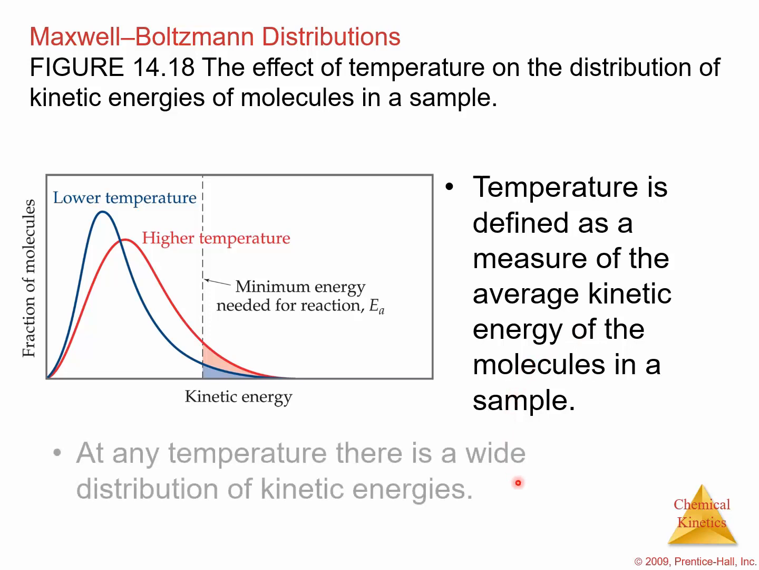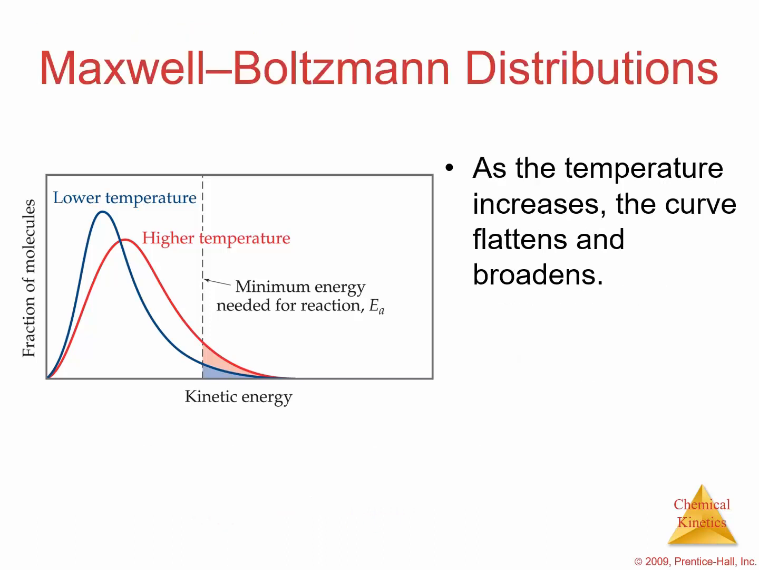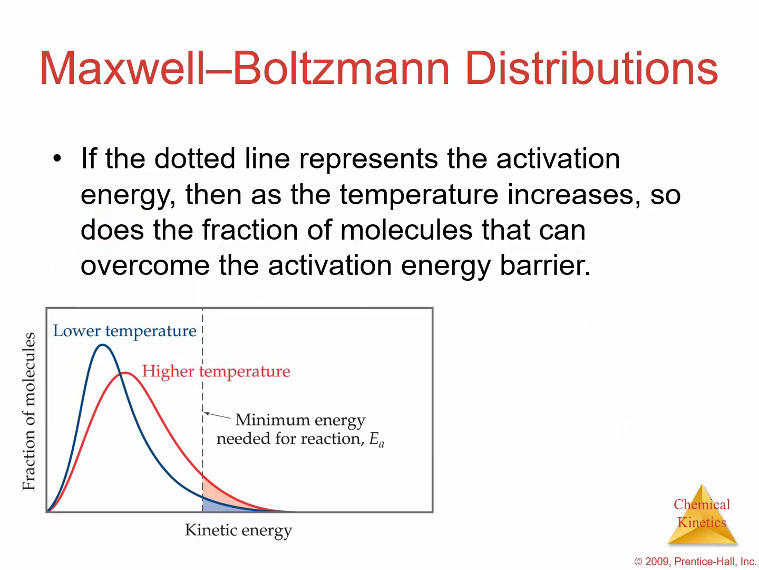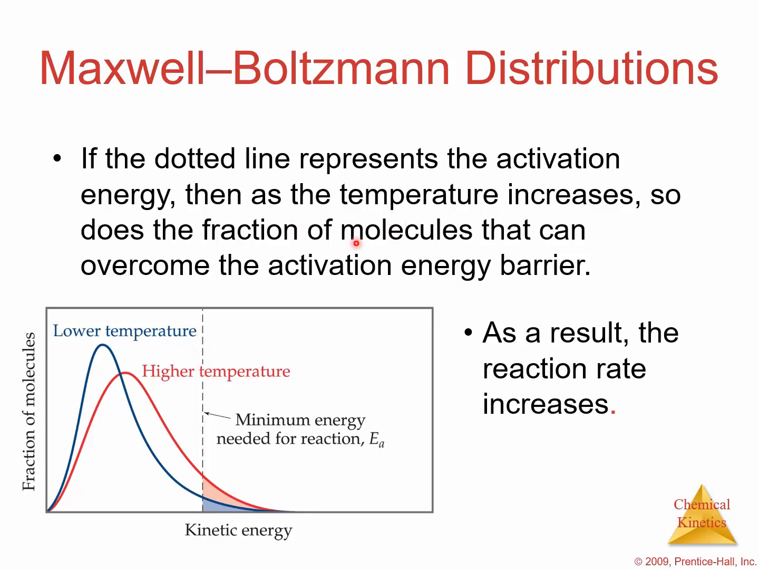Temperature is defined as the measure of the average kinetic energy of the molecules in a sample. So at any temperature, there is a wide distribution of kinetic energies. Now, as the temperature increases, the curve flattens and broadens. Thus, at high temperatures, a larger population of molecules, as you can see here, has higher energy. Now, if the dotted line represents the activation energy, then as the temperature increases, so does the fraction of molecules that can overcome the activation energy barrier. So as a result, the reaction rate increases.